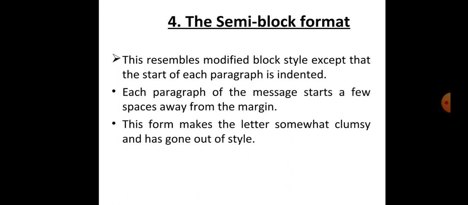Moving on to the next one, that is semi block format. I'm going to tell you about the semi block format first, and after that I'm going to show you the example also. This resembles modified block style, except that the start of each paragraph is indented. So here we talk about the matter we write in the paragraph, and that is always indented. Each paragraph of the message starts a few spaces away from the margin. When you want to start a new paragraph, we give some spaces, for example 2 spaces, 3 spaces, 5 spaces, like that, and then we start the paragraph.